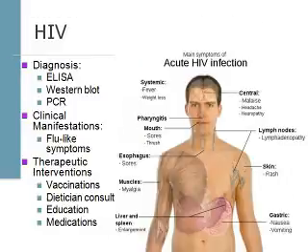Alright, some of this is going to again be repetitive, but I just wanted to make sure that we had a clearly defined line of the difference between HIV as well as full-blown AIDS. Diagnosis for either is typically done with an ELISA, a Western blot, or a PCR test.